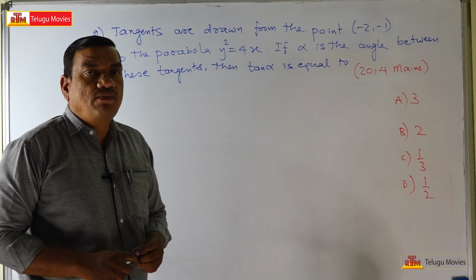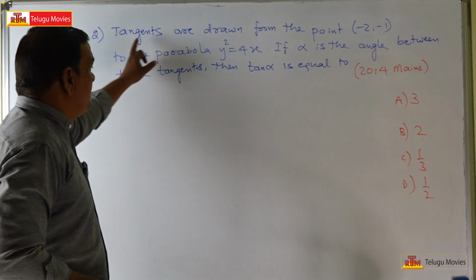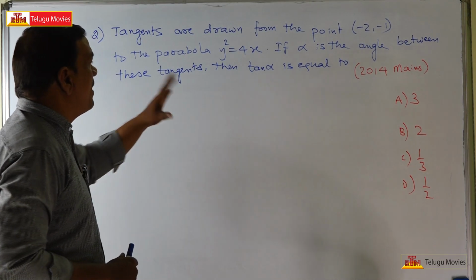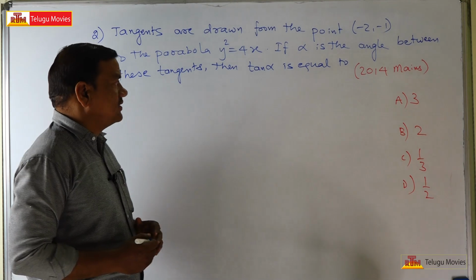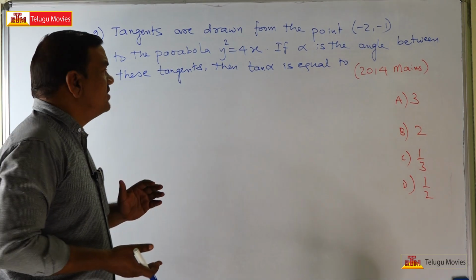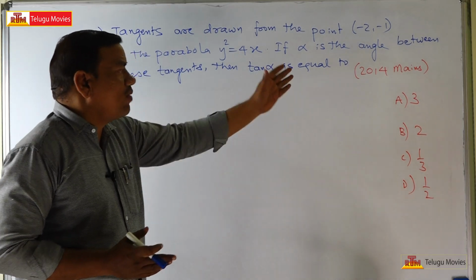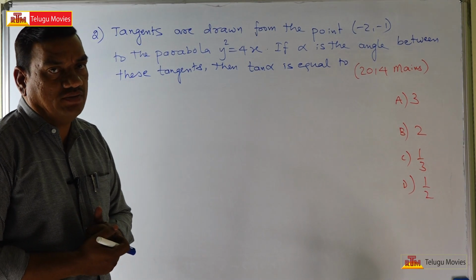Dear students, welcome to the second problem. Tangents are drawn from the point (-2, -1) to the parabola y² = 4x. If alpha is the angle between these tangents, then tan alpha is equal to. Very easy problem. It was asked in 2014.